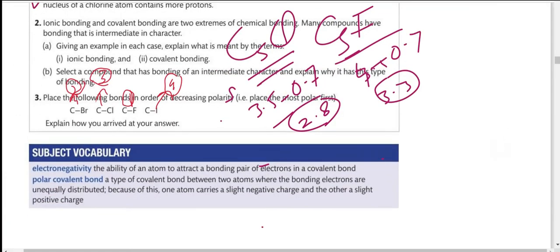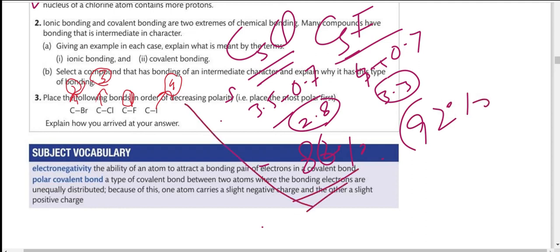So this is 86% and this one is 92%. So this is more intermediate as compared to the fluoride one. Fluoride is more ionic in nature. Are we clear?